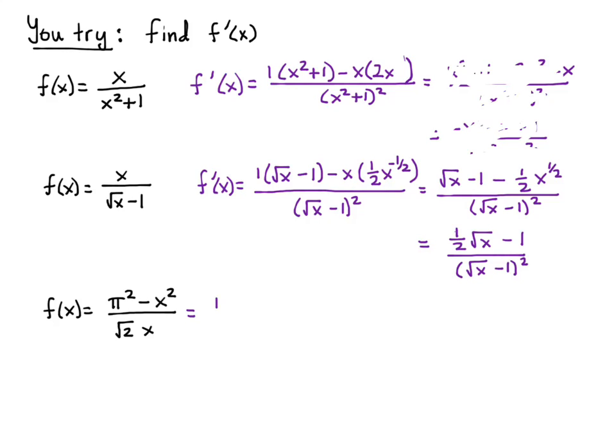Now the third one, you have to remember that you can factor out the 1 over the root 2. And so we have this polynomial. Now remember that pi is a constant, okay? The derivative of pi squared is not 2 pi. The derivative of pi squared is 0, but since it's a coefficient, it's just going to ride along, and so we get our derivative as that.